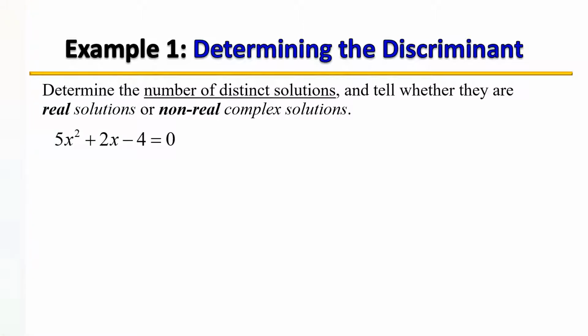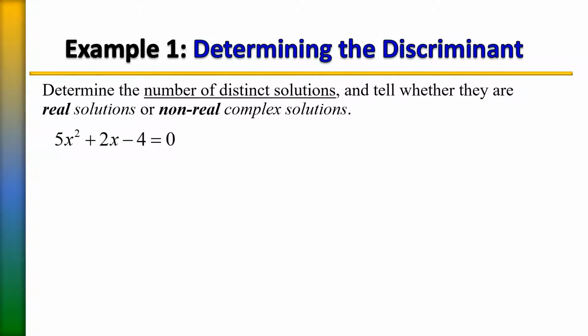Example 1, determining the discriminant. Determine the number of distinct solutions and tell whether they are real solutions or non-real complex solutions. So here we're given the quadratic equation 5x squared plus 2x minus 4 equals 0. Notice it's in standard form. So the first part of this you would solve exactly the way you would a quadratic formula, meaning assign values to the variables a, b, and c. So here we see that a is 5, b is 2, and c is -4.